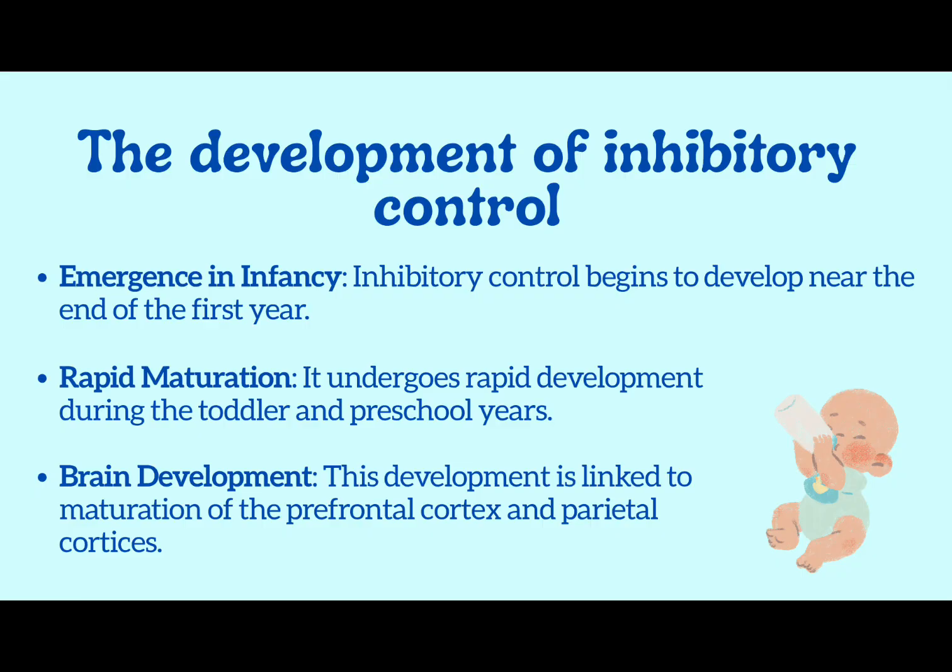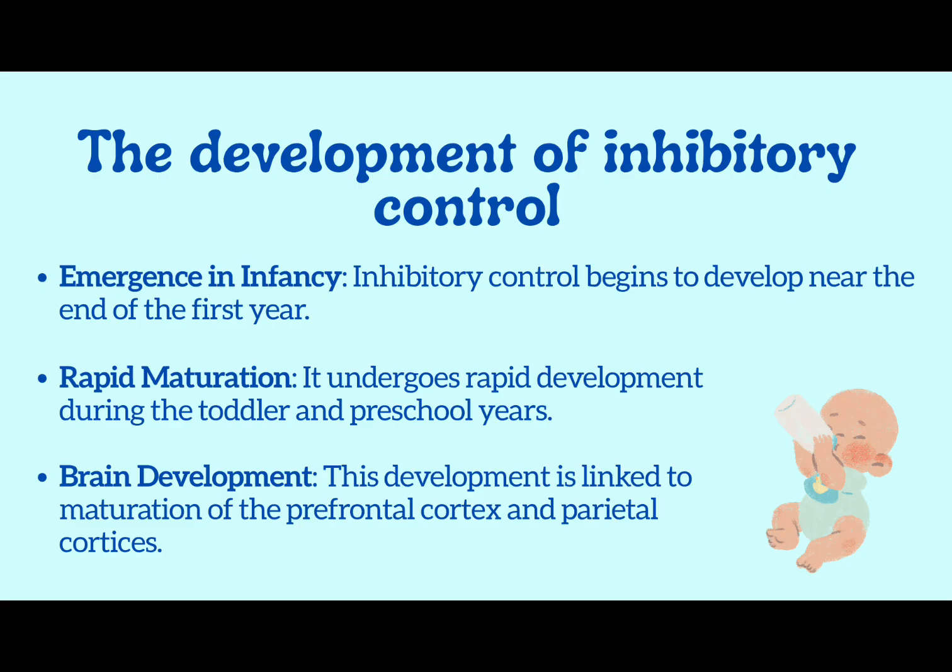Inhibitory control first begins to emerge near the end of infancy, around 9 to 12 months of age. At this stage, we might see early signs like a baby pausing before reaching for something they're told not to touch. Then, during the toddler and preschool years, inhibitory control rapidly matures. This is when children start to better resist impulses, follow instructions, and wait their turn.